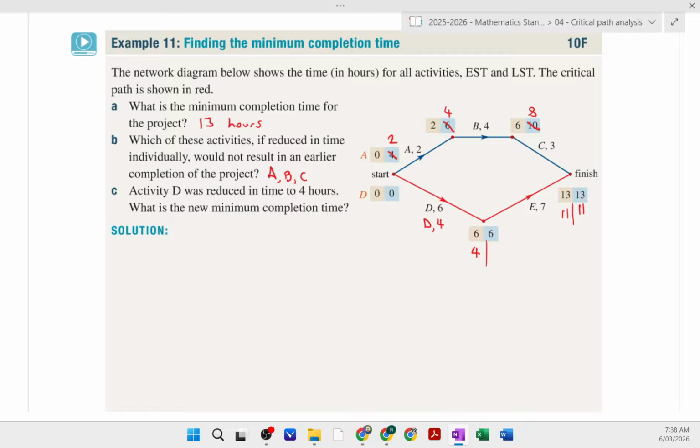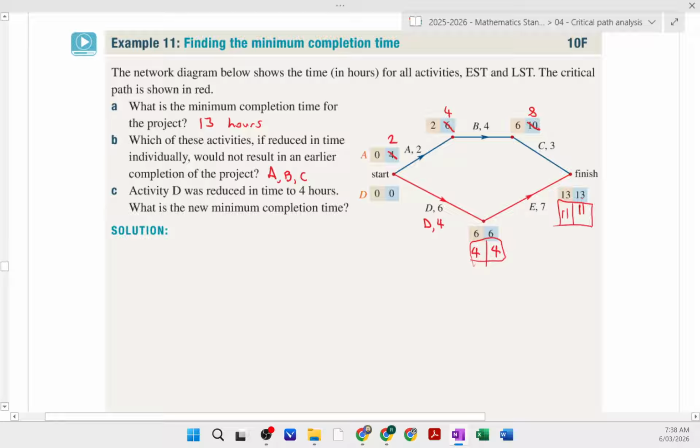But it hasn't actually changed the finish times. So this way I would get to 4, and that way I would still go to 0. So that is still my critical path because there's still no float times in those ones.